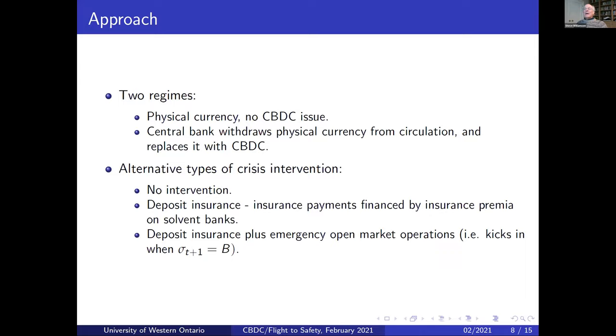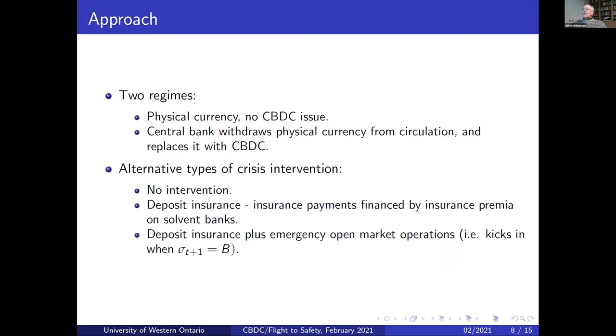In each case, we're going to think about a case with no intervention by anybody trying to mitigate these banking panics that could potentially happen, other than conventional policy. You'll see that actually matters for whether you're going to have a banking panic equilibrium or not.